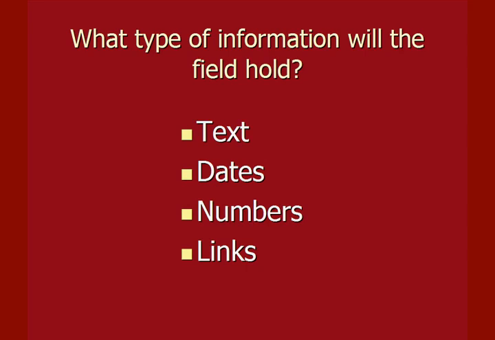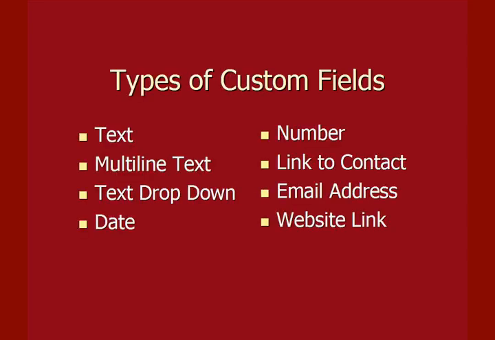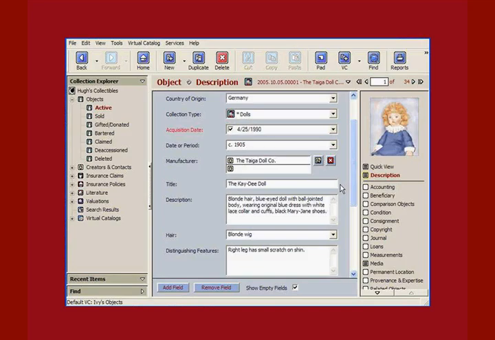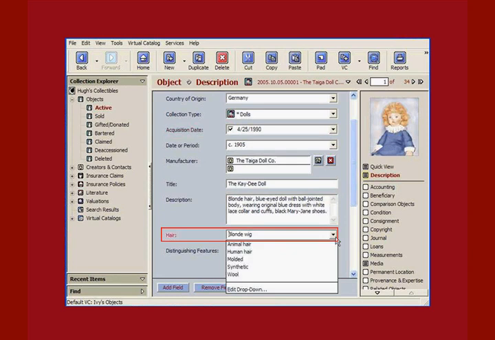especially during searches. There are 8 types of custom fields that can be created, so let's take a brief look at them. The most common type of field is a text box, which holds one line of information, typically a word or a phrase. You can store a larger amount of text in a multi-line text box, or design a text drop-down box, which allows you to select an entry from a list of choices which you define.